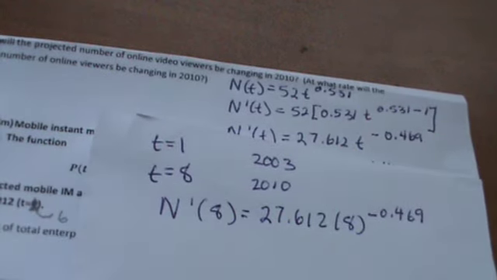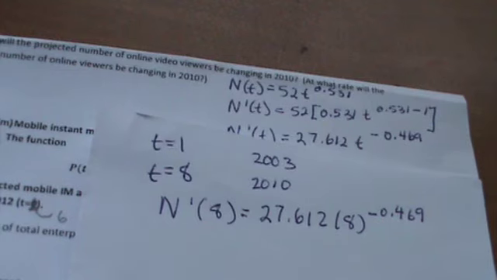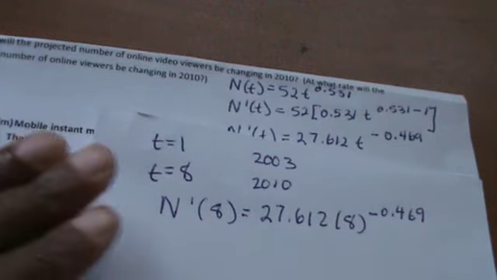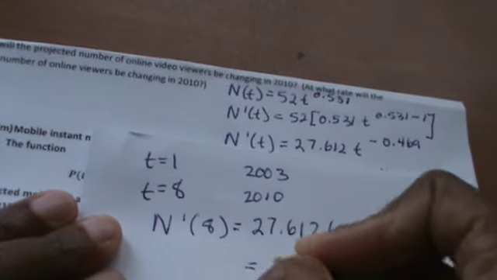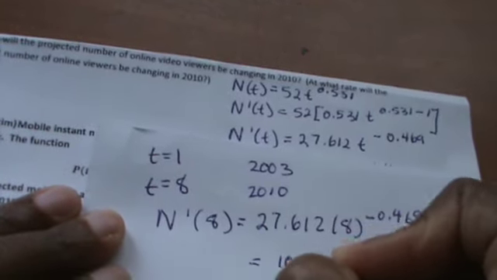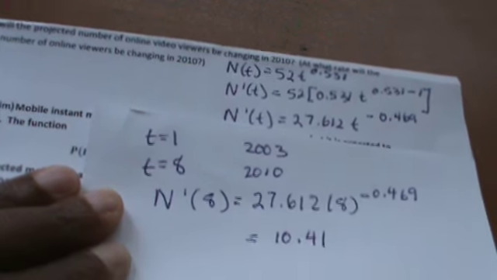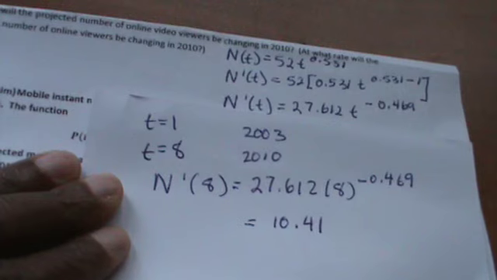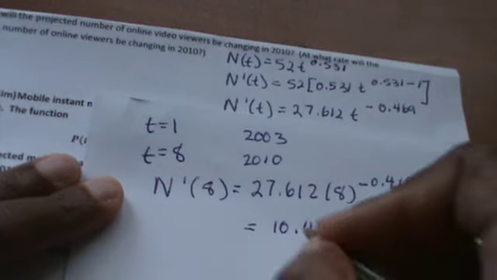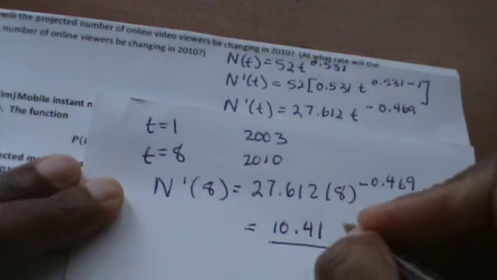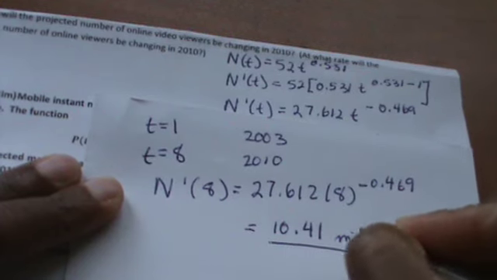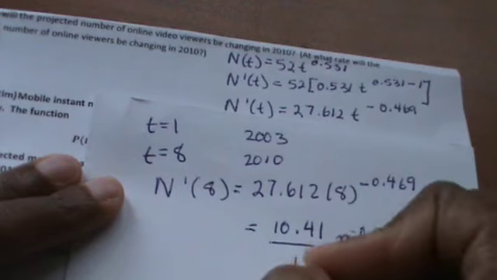So this is 27.612 times 8 to the negative 0.469. An instantaneous rate of change using my slope generating machine. So let's see, 27.612 times 8 raised to the negative 0.469. And I got that this is equal to 10.41. Now the beautiful thing about a problem like this is that the units for this one is the exact same as the units for the average rate of change. So this is going to be millions of viewers per 1 year.